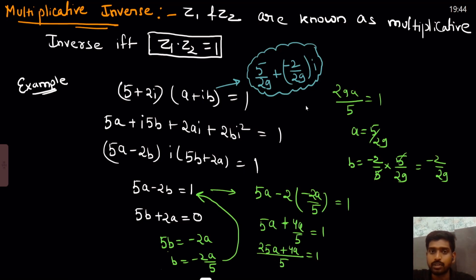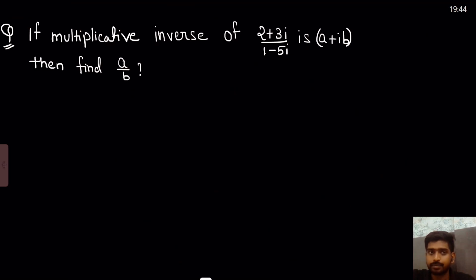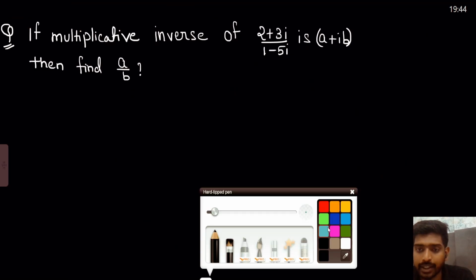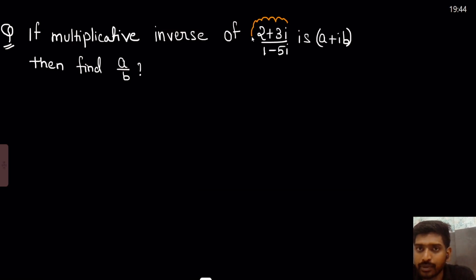Now one more question we will solve based on this multiplicative inverse to get more clarity. What the question is saying? The question is saying that the multiplicative inverse of 2 plus 3 iota divided by 1 minus 5 iota is a plus iota b. Then find a by b, a divided by b. So first we will try to simplify this complex number.